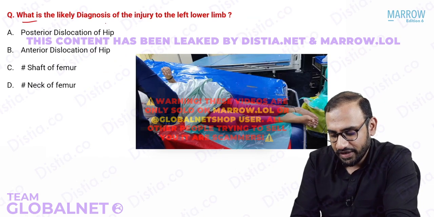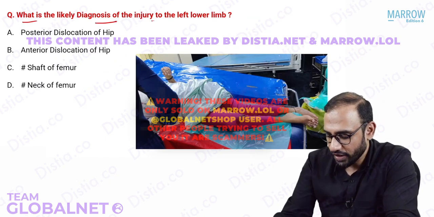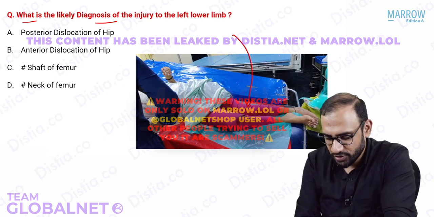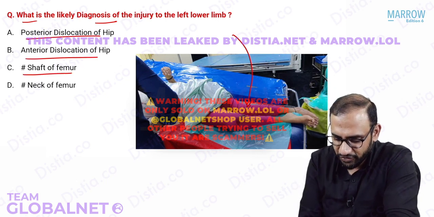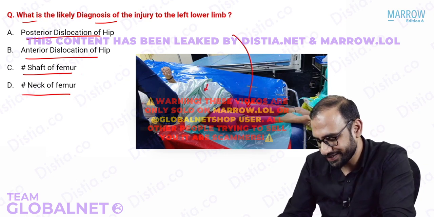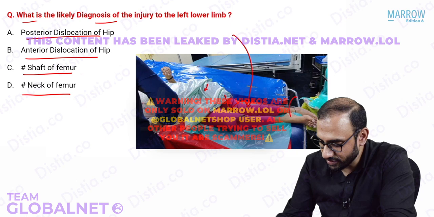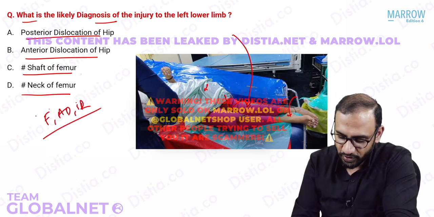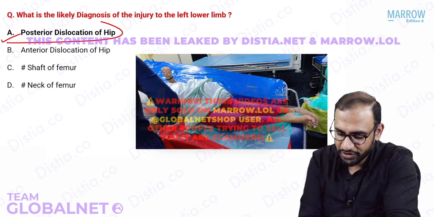Now, what is the likely diagnosis of injury to the left lower limb? So this is the left lower limb. What is the injury here? A posterior dislocation of hip, anterior dislocation of hip, fracture shaft of femur, fracture neck of femur. The attitude is there is flexion at the hip, there is adduction of the thigh, and there is internal rotation. So flexion, adduction, internal rotation, friends. So what is it? It is a posterior dislocation of hip.